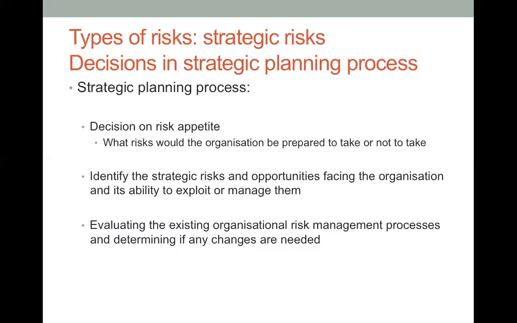Now, what does risk management do in the strategic planning process? Well, this helps us in making decisions on the risk appetite, which is basically about what risks the organization would be prepared to take or not to take. When we design the strategy, there may be risks as well. There may be uncertainties out there. That is the question for the organization to tackle: whether they are prepared or not to take that risk.